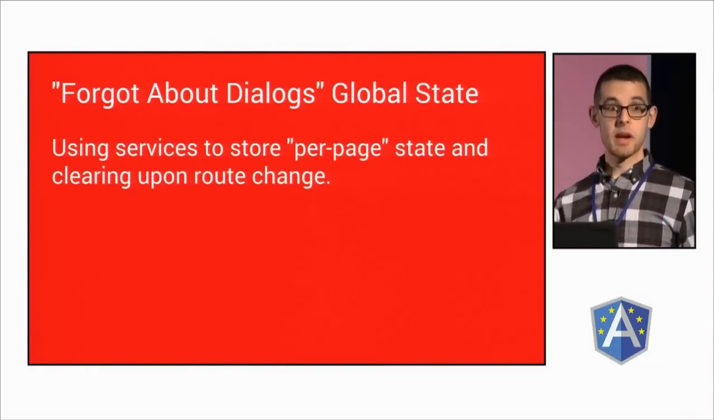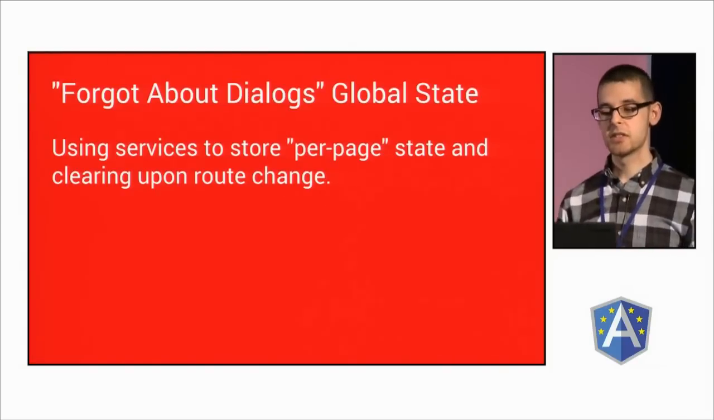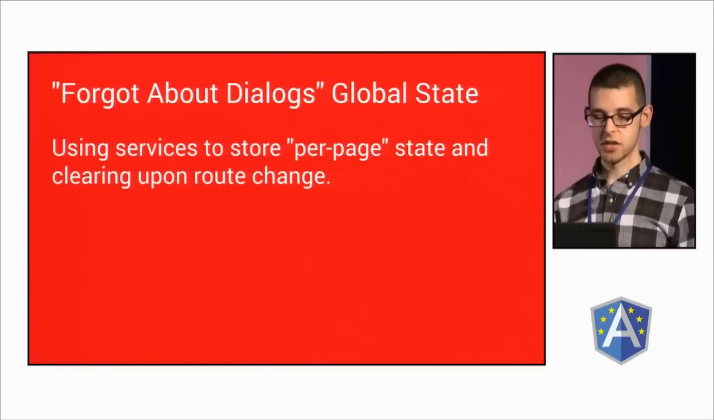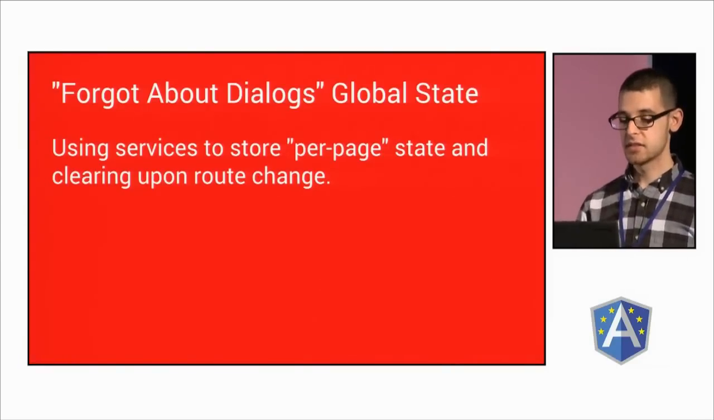Okay. Next, we have what I call forgotten about dialogs, or global state. So we talked earlier about good use cases for singletons, but it's important to remember that there are situations where that's not really the right tool for the job. The idea behind this anti-pattern is that you're using a singleton, such as a service, to store some state that is not global, but instead specific to the current view state.